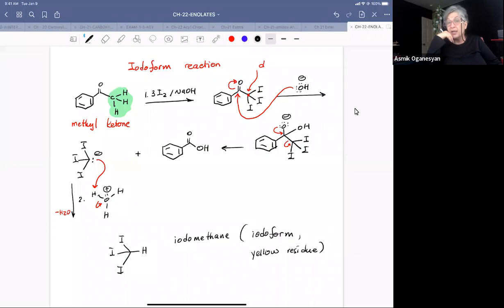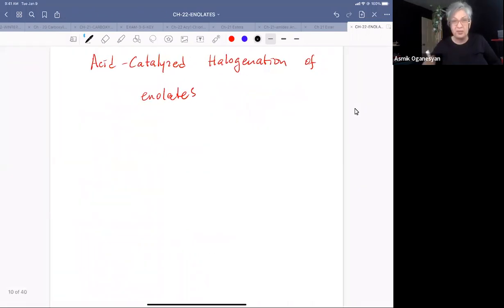Now, can we run halogenation without actually going through polyhalogenation? And the answer is yes. But in this case, we will have to run the reaction under acidic conditions. So let's see if we can take a look at the mechanism of that reaction. Hopefully I opened the page for it in advance for you. Yes, I did. So this is acid catalyzed halogenation of enols.